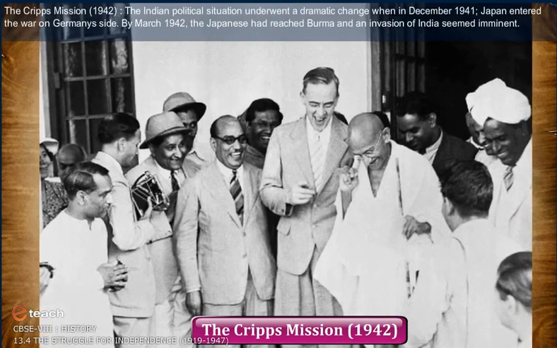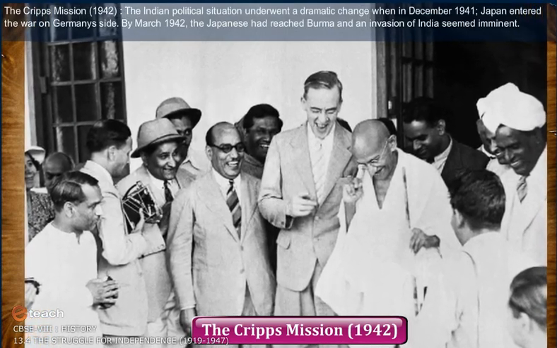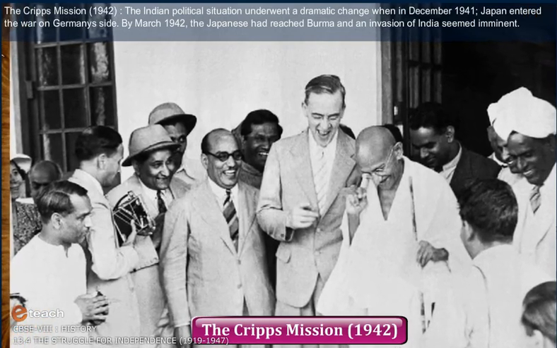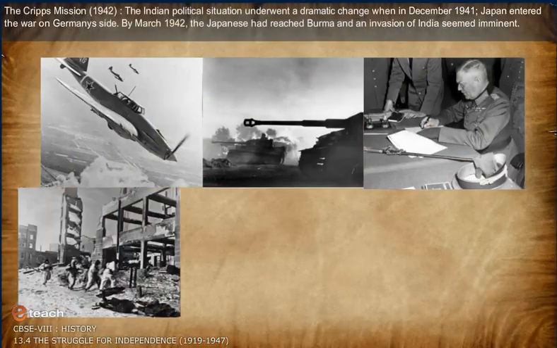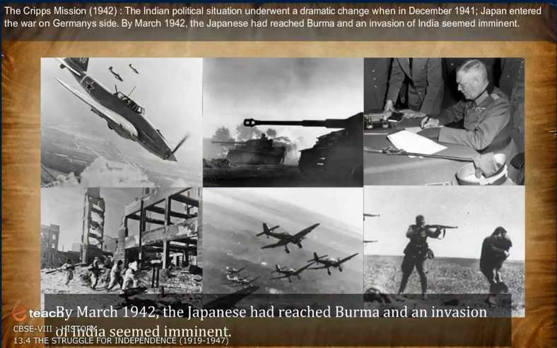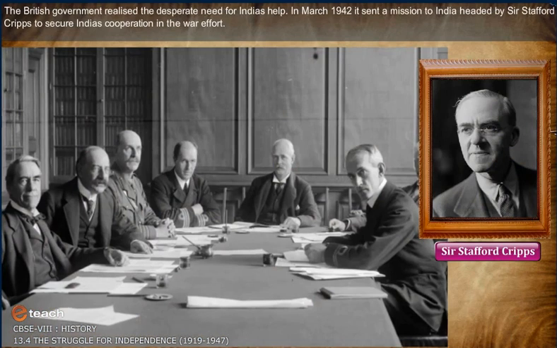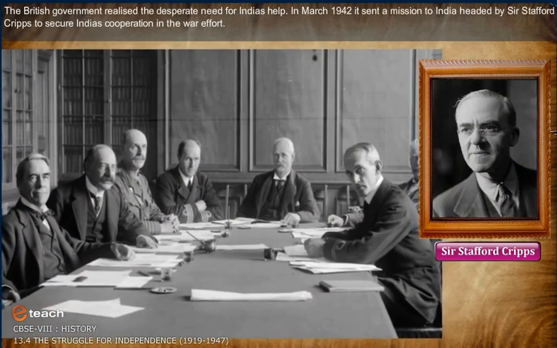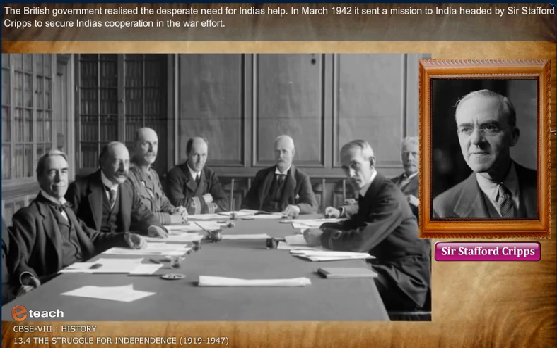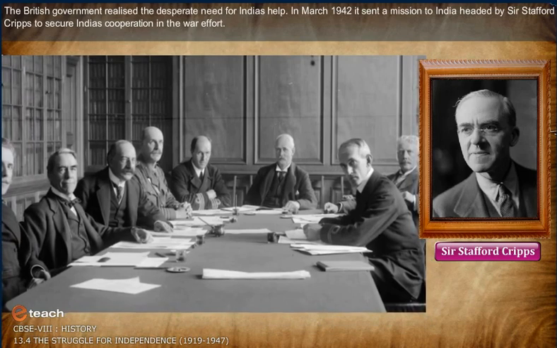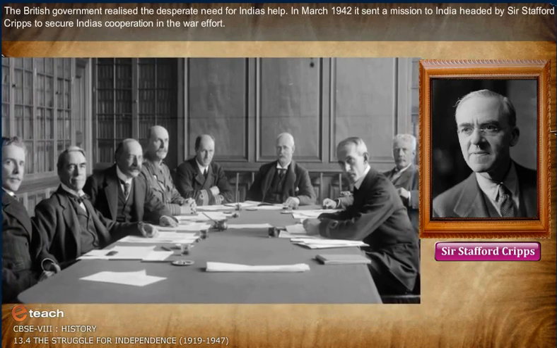The Cripps Mission, 1942. The Indian political situation underwent a dramatic change when, in December 1941, Japan entered the war on Germany's side. By March 1942, the Japanese had reached Burma, and an invasion of India seemed imminent. The British government realized the desperate need for India's help. In March 1942, it sent a mission to India, headed by Sir Stafford Cripps, to secure India's cooperation in the war effort.